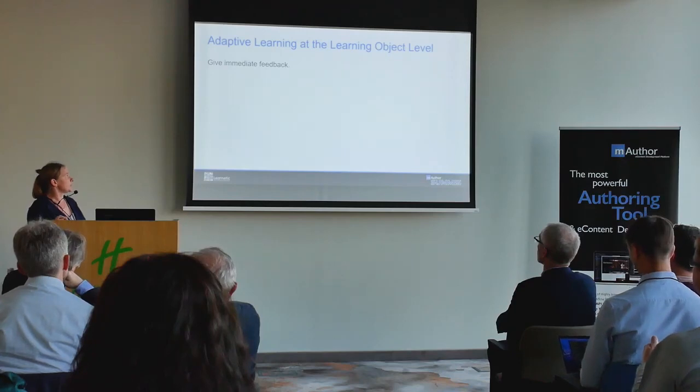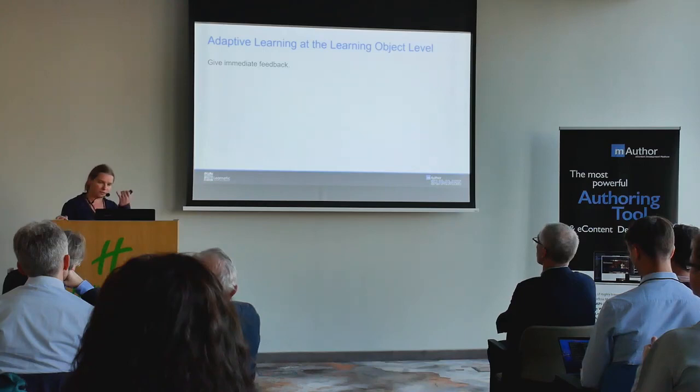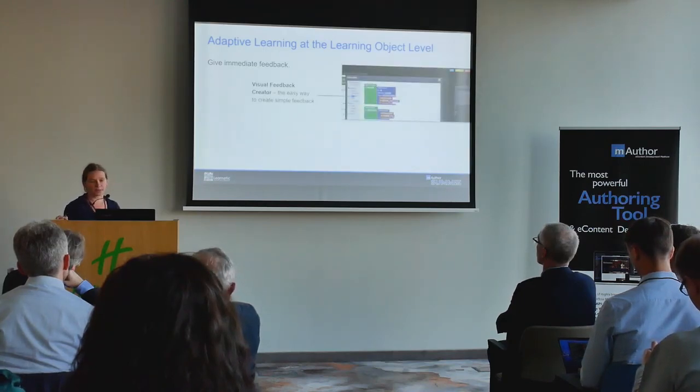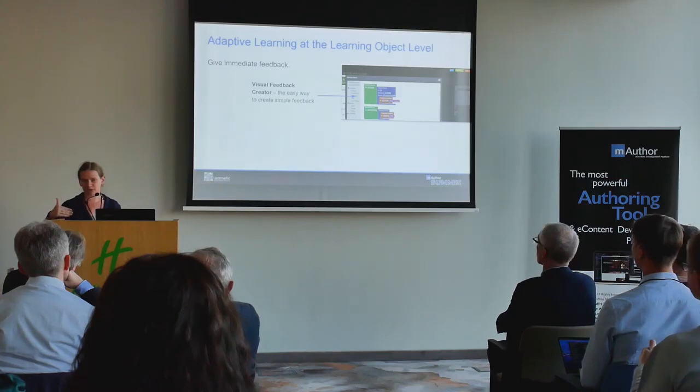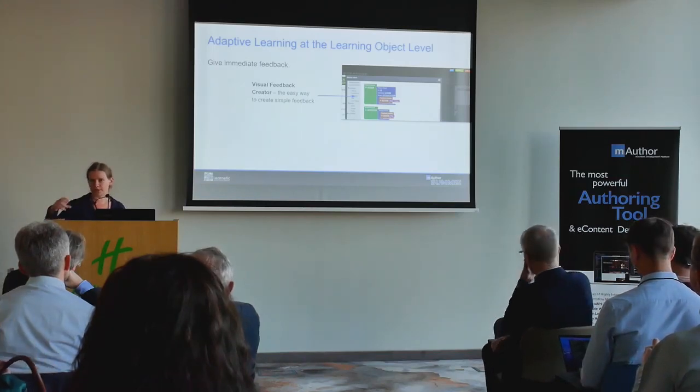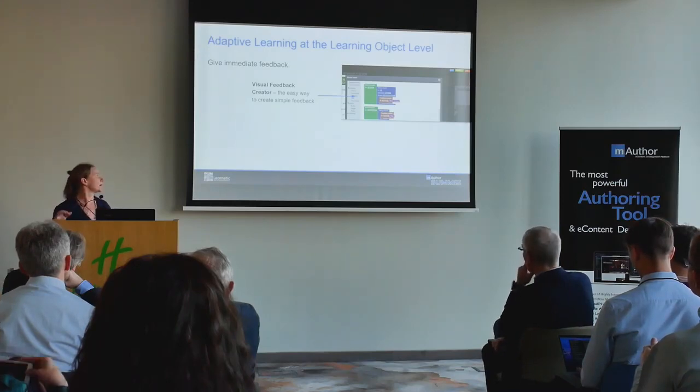So the first level, the learning object level. One of the possibilities is just to give immediate feedback. So for example, the student gives a wrong answer, we give him the information immediately. Hello, this is not the right answer. You can read the information again and try again.